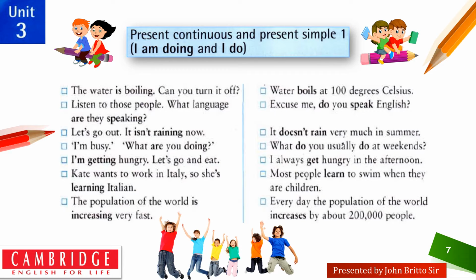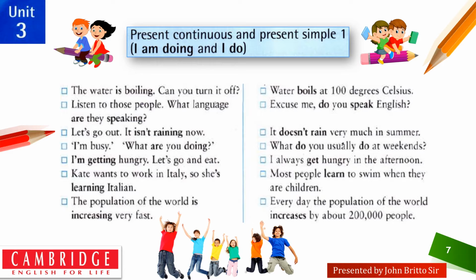Now let us see a few examples. You can compare here. The water is boiling. Can you turn it off? Whereas in simple present tense you can see water boils at 100 degrees Celsius. Listen to those people. What language are they speaking? Excuse me, do you speak English? Let's go out. It isn't raining now. It does not rain very much in summer.